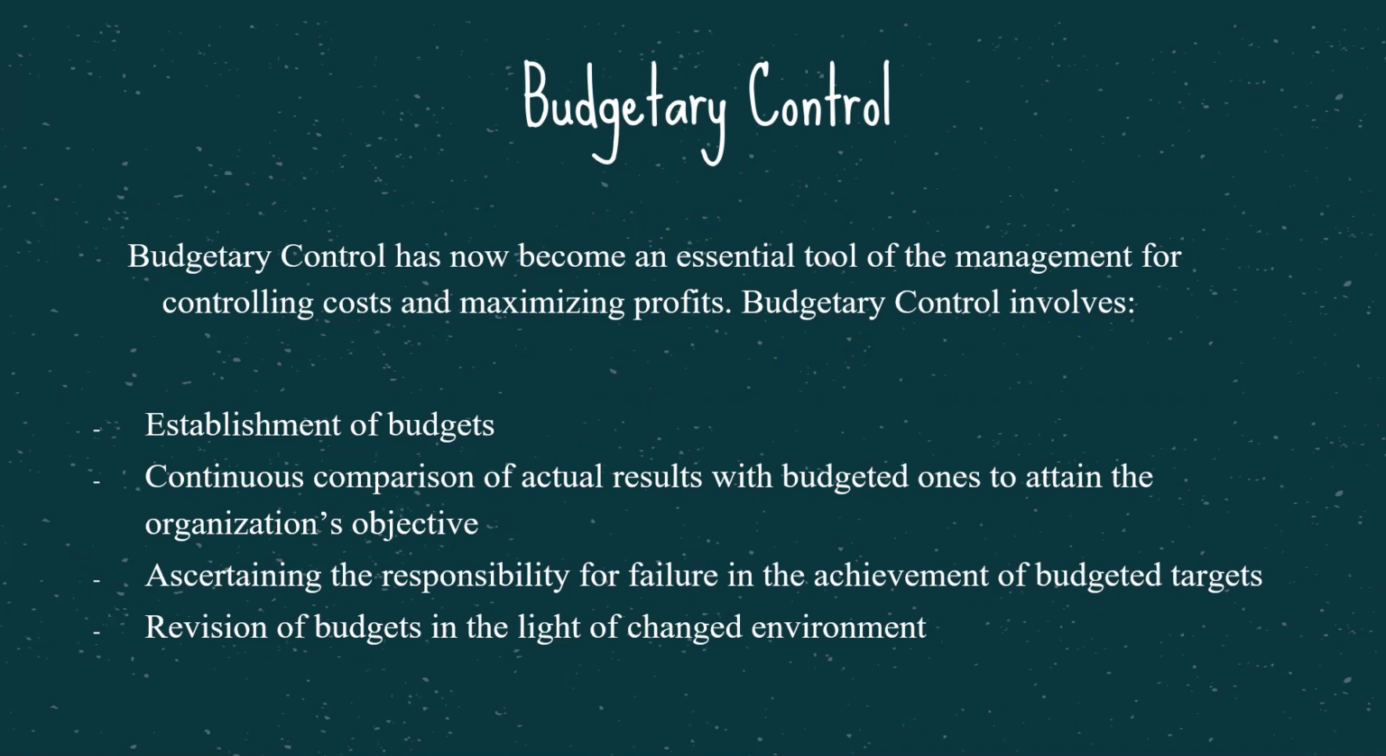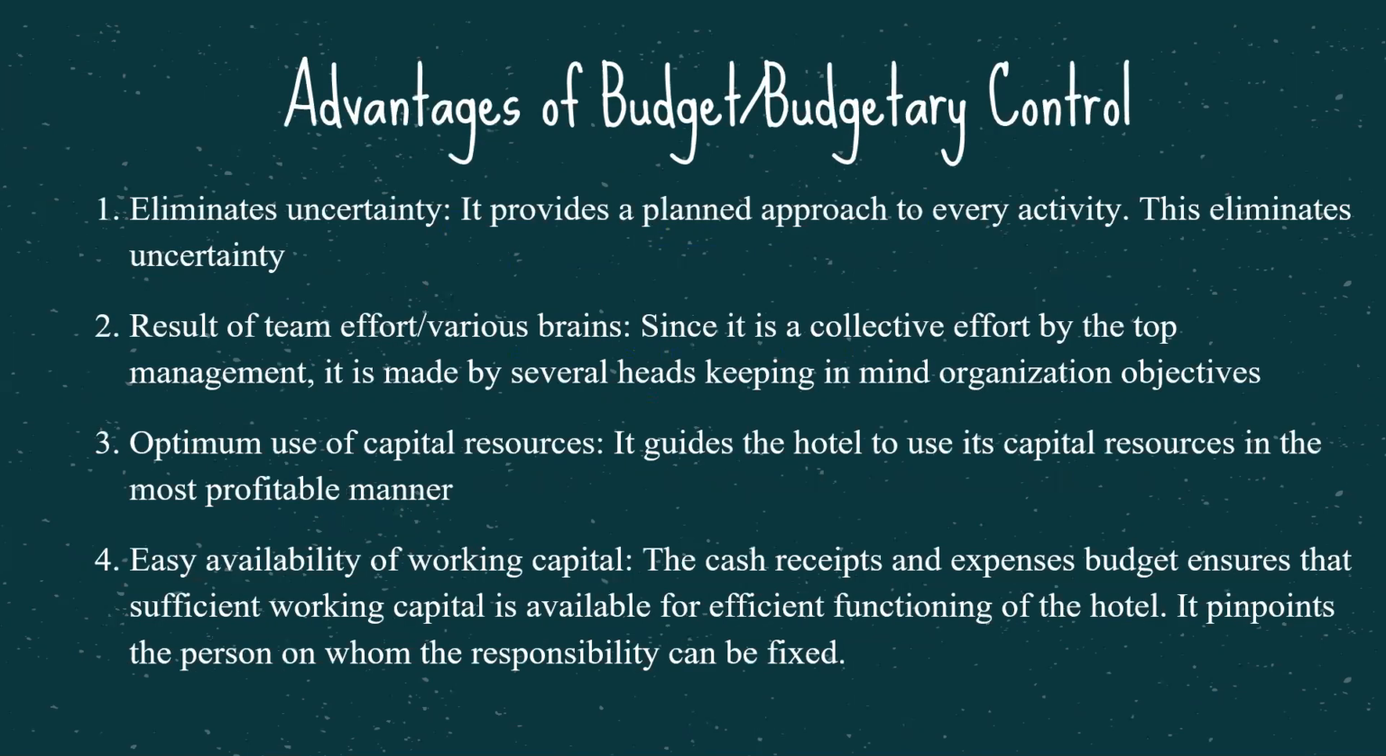All right, so you need a budgetary control process to establish budgets and constantly compare actual with budgeted results. You don't wait for the end of the year. You keep doing it every week, every day, every month, of course. It also involves ascertaining the responsibility for failure in the achievement of budgeted targets, and revision of budgets in the light of a changed environment. So if something suddenly comes up, you need to revise your budgets.